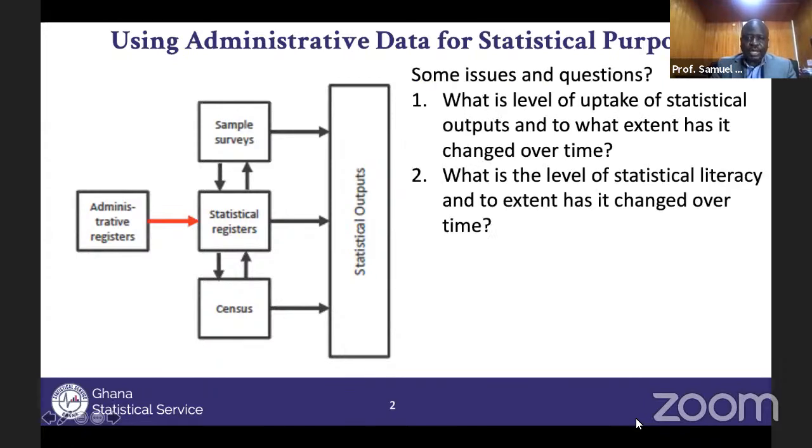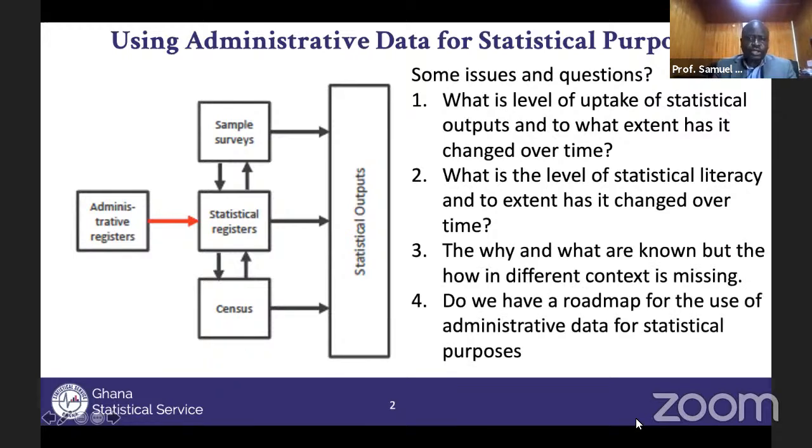But before we engage, there are 4 issues or questions that I would want to put to the table for our thinking. 2 of them are broadly related to issues on statistics, and the other 2 are related to administrative data and where we are with it now. So the first question is whether countries in themselves have an understanding of the level of uptake of statistical outputs. And what is important for me in this regard is the changes that have occurred over time.